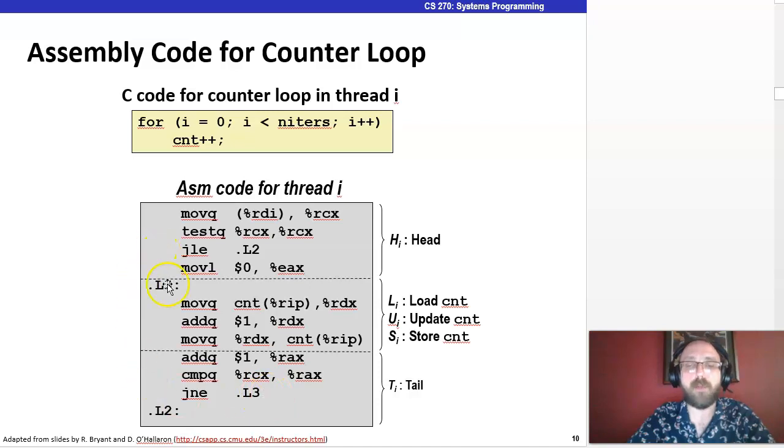If not, we repeat. Otherwise, we come down here to L2 and finish up the thread. We would be returning, and that would return into something that calls pthread_exit, for example. So this section here, this is where our problem is. I'm going to refer to these parts as the head; a load, where we load the global variable into a register; update, where we're updating the register; and store, where we're storing the register back into the global variable. And then this part at the end as the tail.